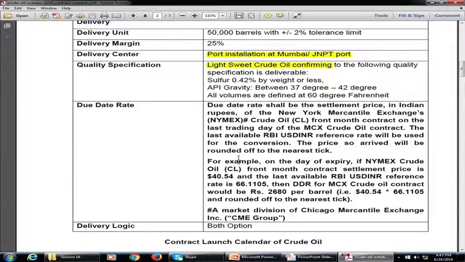So the due date rate is the Indian rupee value of the New York Mercantile Exchange crude oil front month contract multiplied by the RBI USD INR reference rate. So it is the price prevailing of the NYMEX WTI crude oil front month contract on the last trading day of the MCX crude oil contract, multiplied by the USD INR exchange rate as given by the RBI. So that is going to be the due date rate.